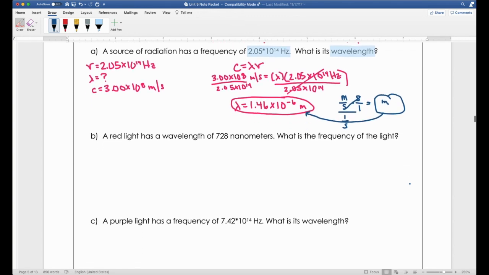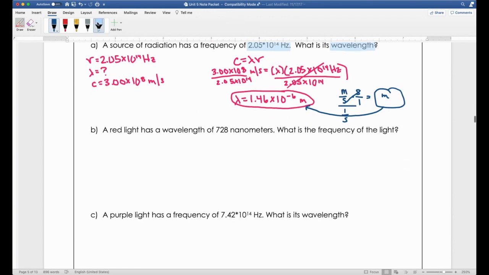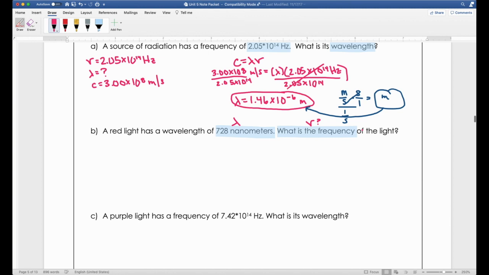Let's try B. A red light has a wavelength of 728 nanometers. So it looks like we have nanometers again, which is quite common. What is the frequency of this light? Let's make the list of our variables here. Notice again, my wavelength is in nanometers, but c is in meters. You're not going to get a clean canceling out of units if you don't convert nanometers to meters.